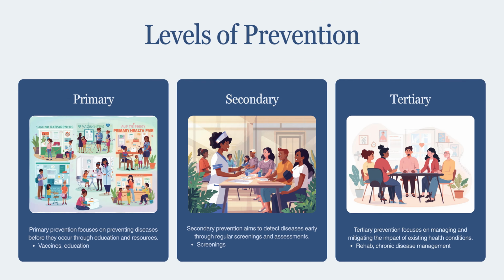Nursing plays a role in all three levels of prevention. Primary prevention focuses on stopping problems before they start, like vaccinations and education. Secondary prevention involves early detection, screenings, testing, and case finding. Tertiary prevention helps people manage existing conditions and prevent complications. Remember, community health is rooted in prevention, not just treatment.